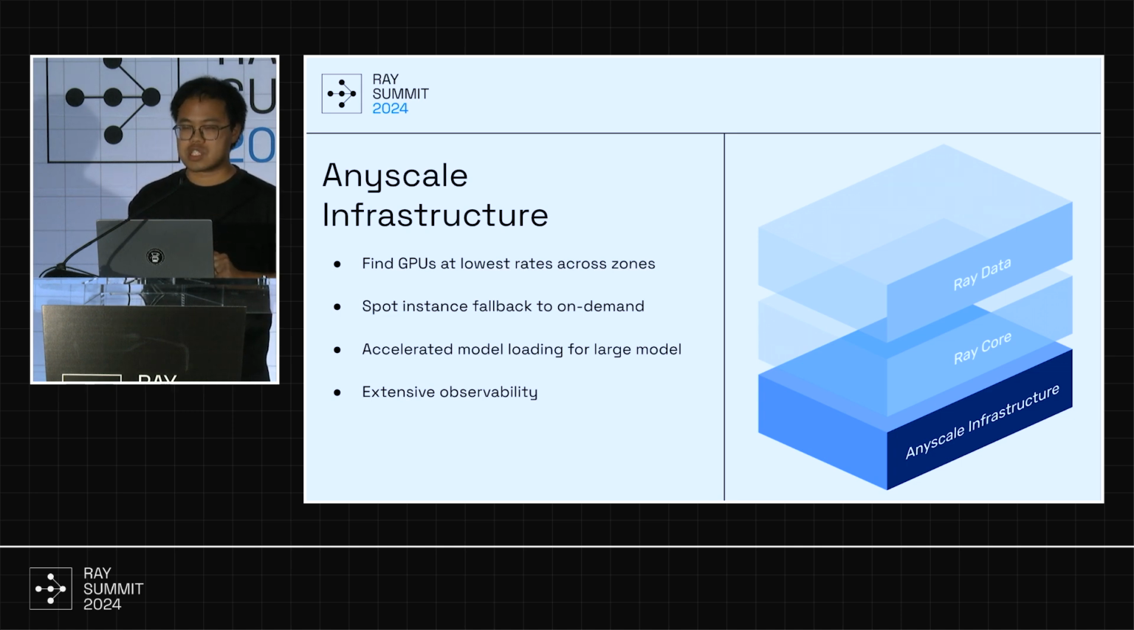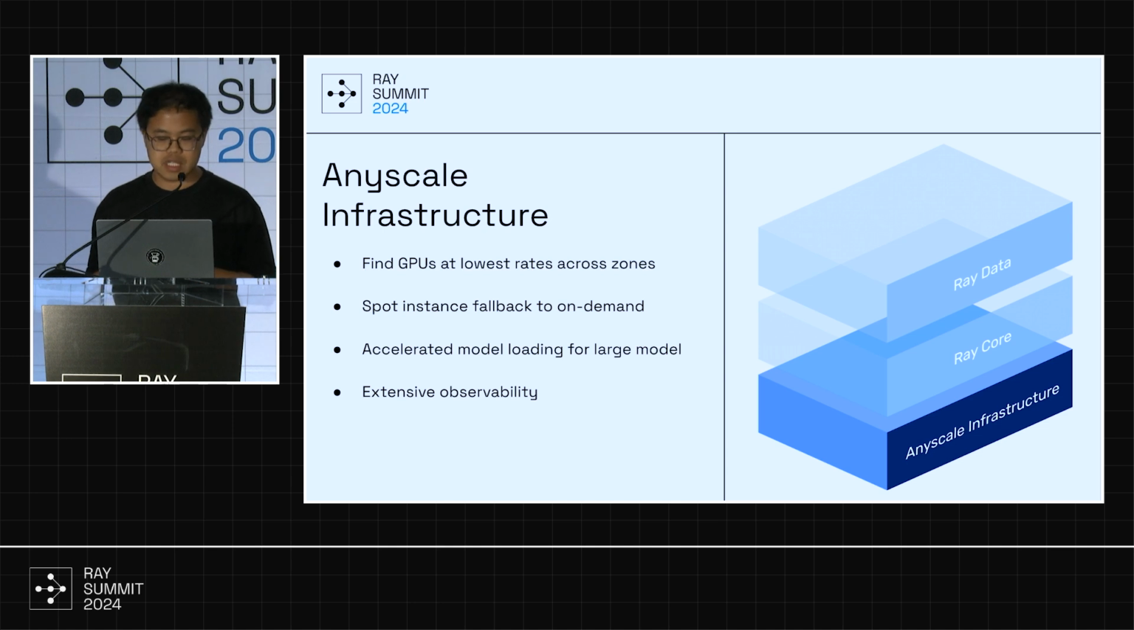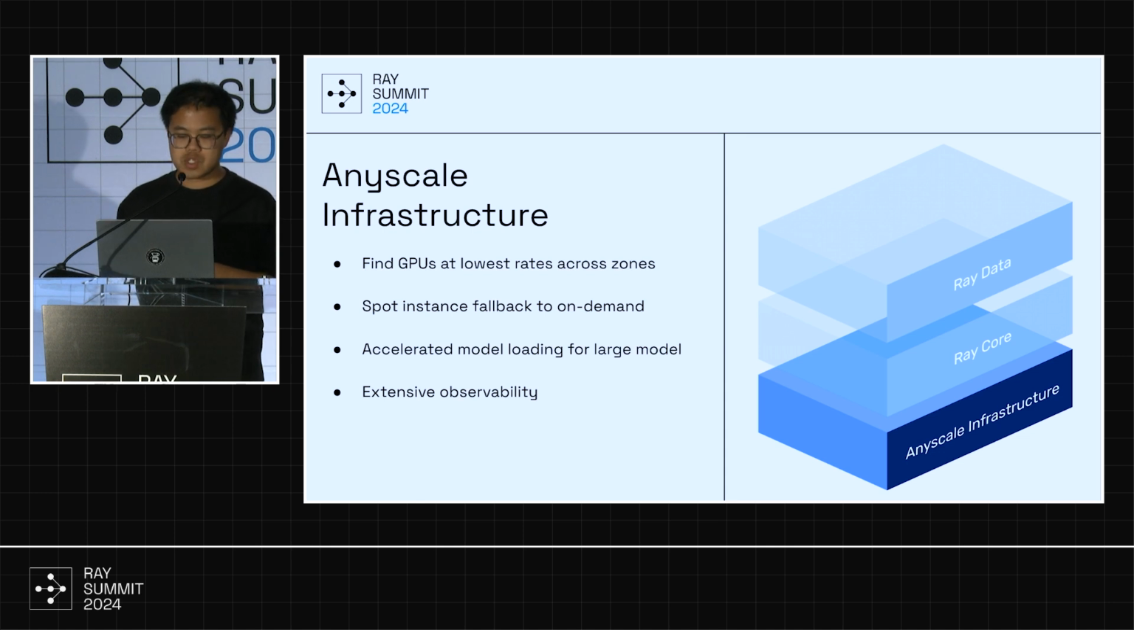Cross-zone instance searching to find GPUs at the lowest rates, being able to support small instance fallback onto on-demand to best leverage small instances for cost savings. Also comes with accelerated model loading, as we have multiple demos of, to demonstrate the capability of quick startup of large model replicas and also extensive observability across the stack.